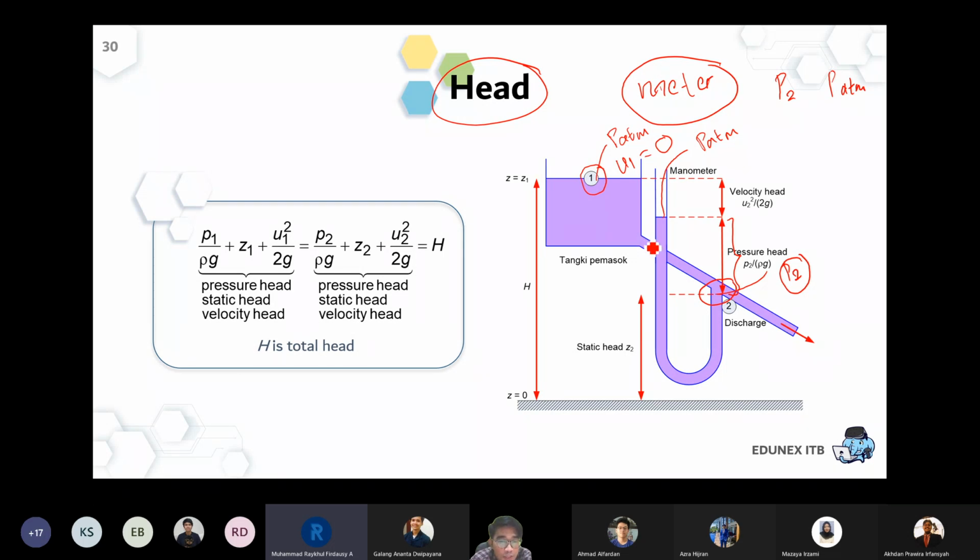However, when the water comes to point 2, it will have velocity at point 2. It's not 0. Yeah, the water is flowing, so the velocity can't be 0, right? It means this one. Ininya 0, U2-nya tidak 0. And then how about Z2? Z2 is lower than Z1.